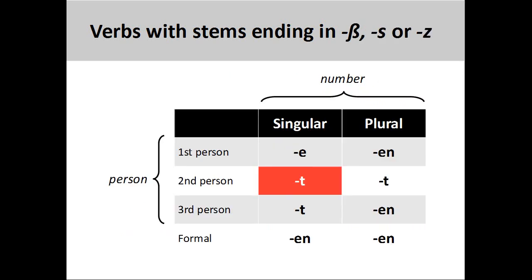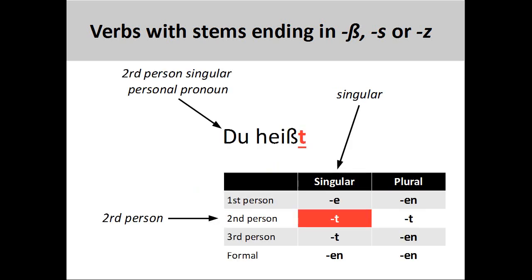Finally, a few regular verbs have a stem ending in eszett, s or z, which requires another slight variation to the conjugation pattern. The second-person singular ending drops the s from the regular st ending. This exceptional ending is marked in red on the screen. Following the steps described in the previous slides produces du heißt, you are called. Both the subject and verb are in second-person singular, creating subject-verb agreement.